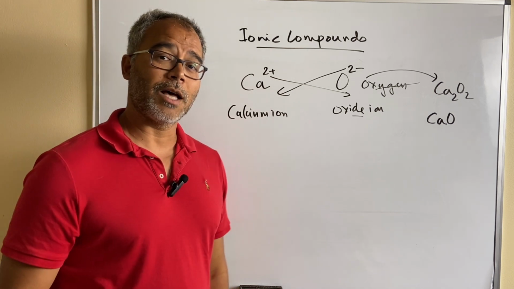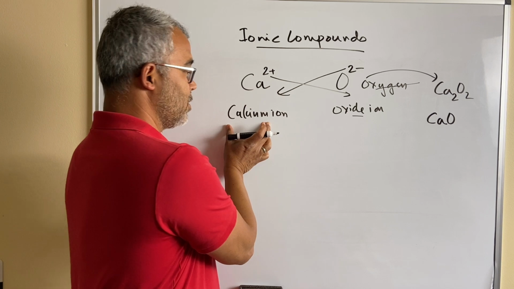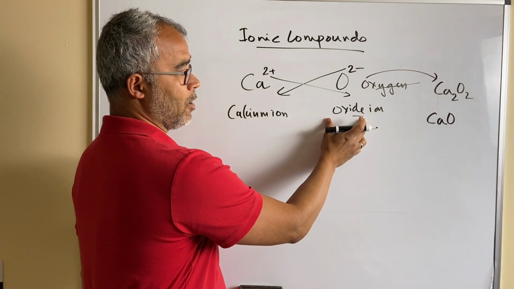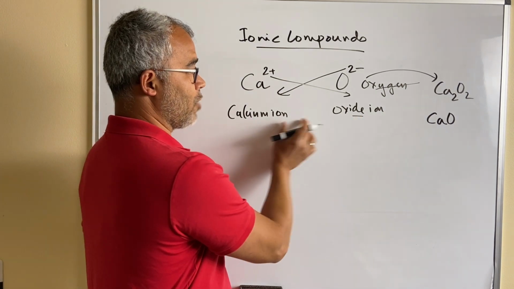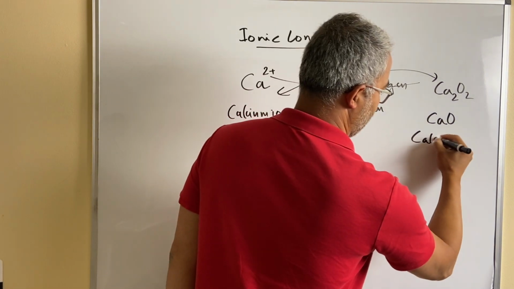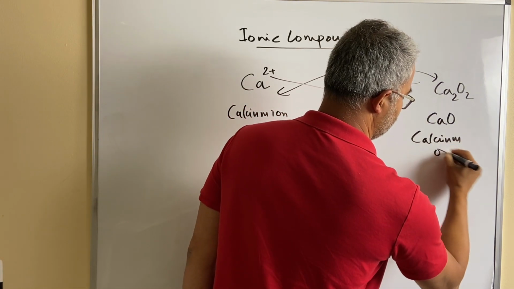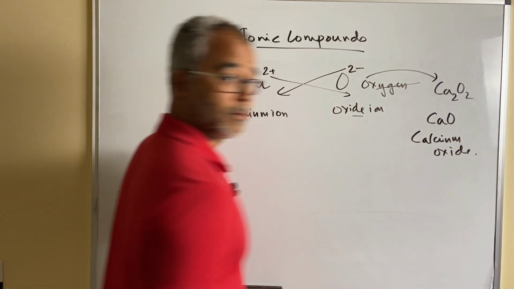The next question is, how do you name this formula? You take the name of the metal, take the name of the non-metal ion, and drop the ions. So that would be calcium oxide.